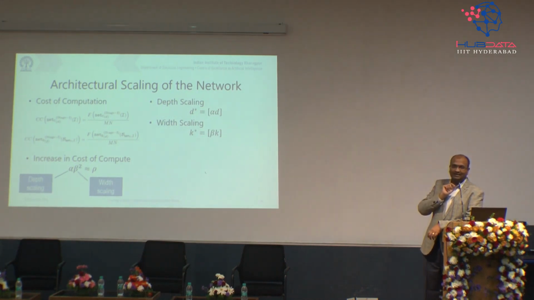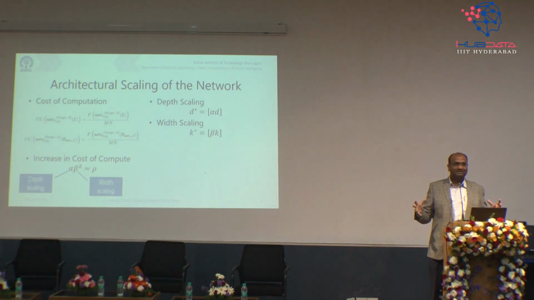What we did is, we said let alpha beta square be a certain factor which we called rho. Now I can have rho equal to 1. And what that is going to give me is a set of alpha beta combinations such that all of these networks will have the same compute complexity. They can have different information capacity, but they will all have the same amount of compute complexity over there.